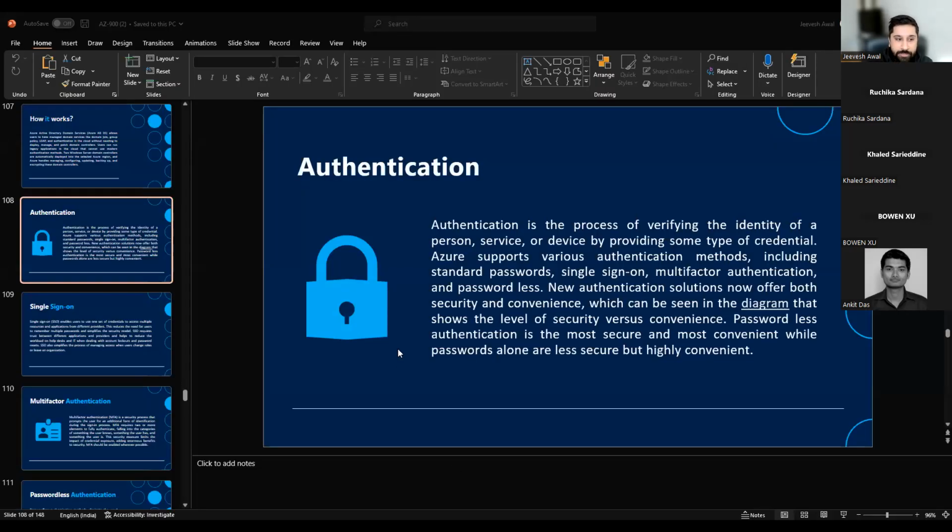Okay, so I hope everyone can see my screen.